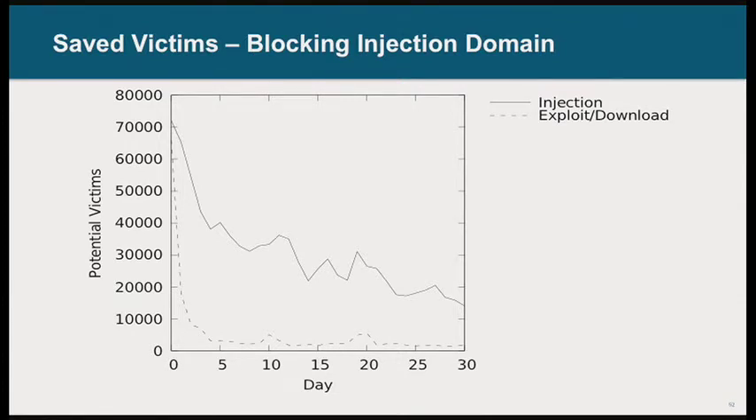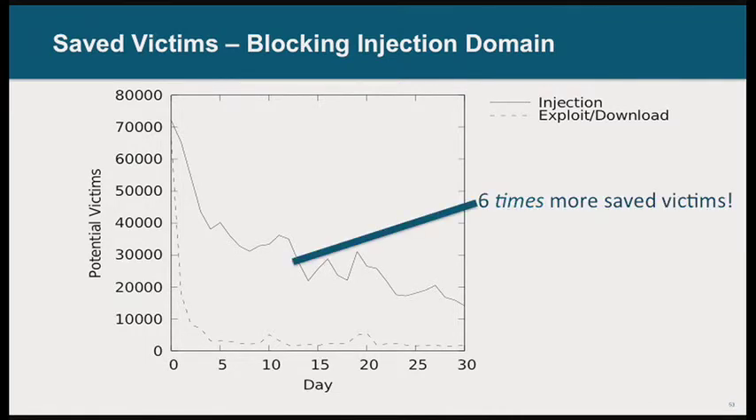And you can see that they quickly die off. After a couple of days, there are not many users at all looking up those exploit and download domains, simply because those domains have rotated out. However, if you look at the solid black line, that's the number of potential victims saved by blocking the injection domain. In this case, it doesn't die off nearly as fast as the exploit and download domains. By blocking that injection domain, we can save 6 times more victims than blocking just the exploit and download domains.